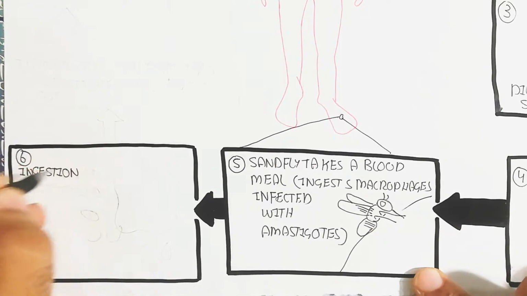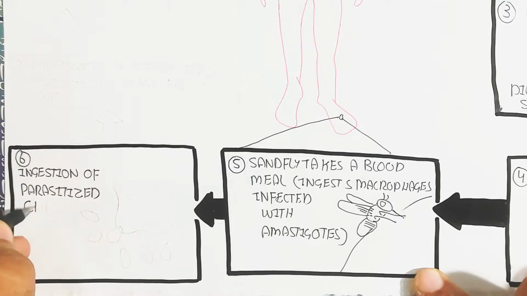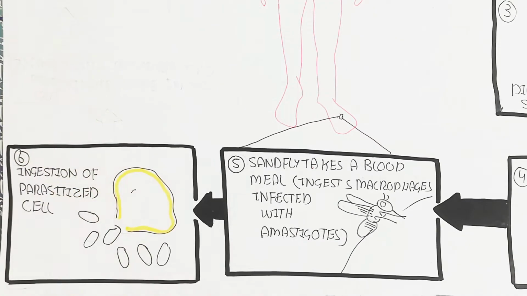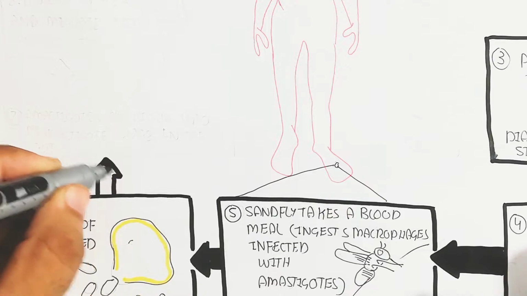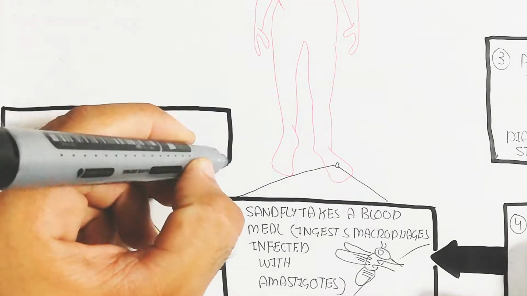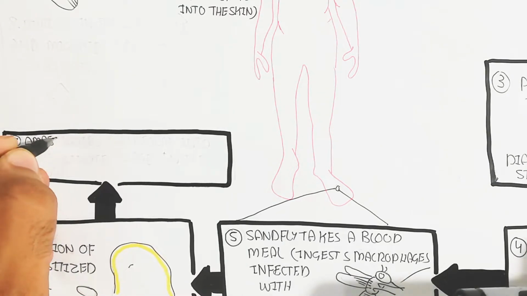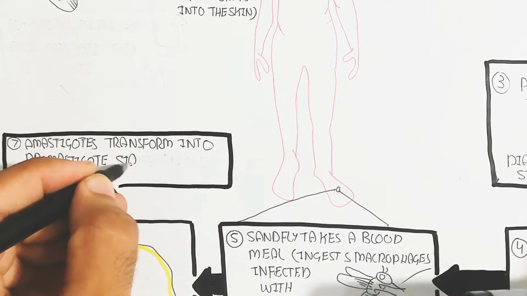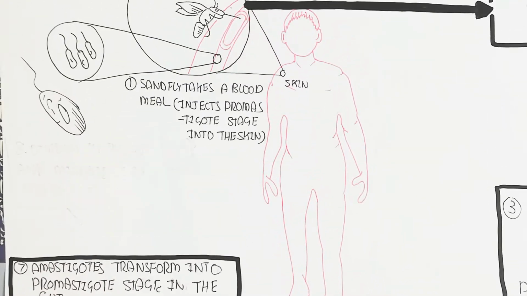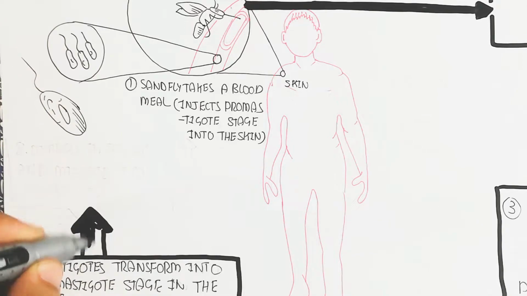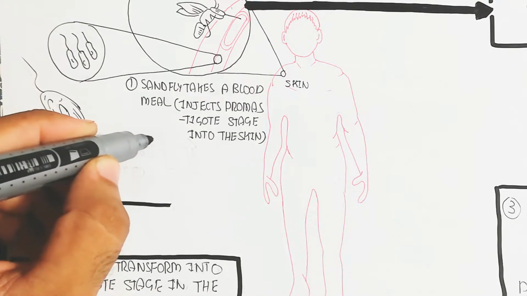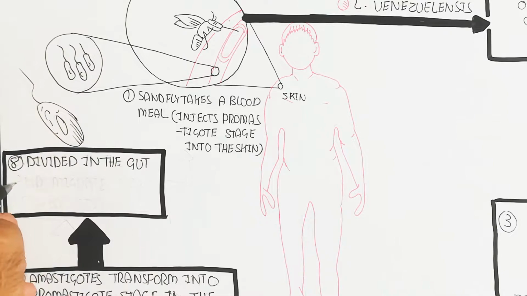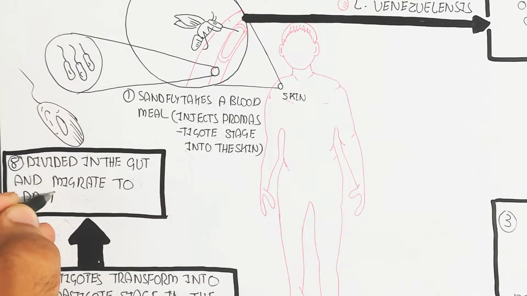In this, the ingestion of the parasitized cell leads to the seventh step, in which the amastigotes transform into the promastigote stage in the gut. After the promastigote stage in the gut, the eighth step is that they divide in the gut and migrate to the proboscis of the sandfly. Then again, infection occurs when the sandfly takes a blood meal and injects the promastigote, and with the injection it will run the cycle again.